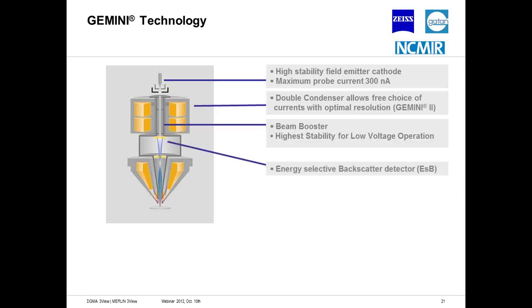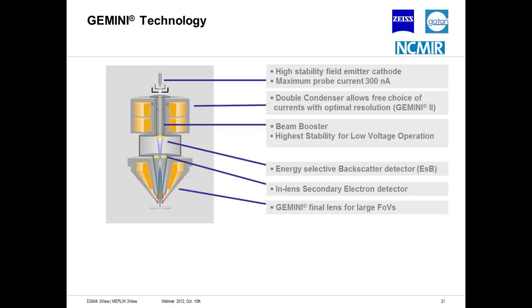Then we have two very special detectors inside this GEMINI column. I will not go into detail on that. The reason is that we also have a detector from Gatan together with the 3View system. But anyway, these detectors are included in the column, and they allow you to separate between secondary electrons and backscattered electrons very nicely.